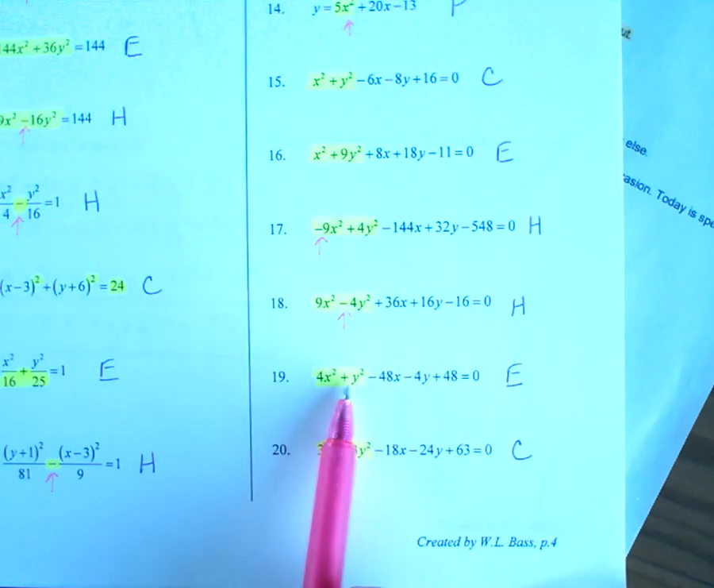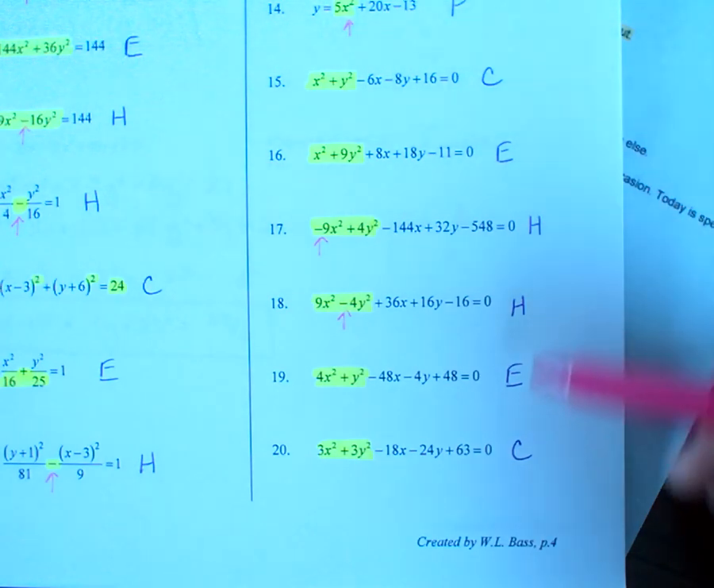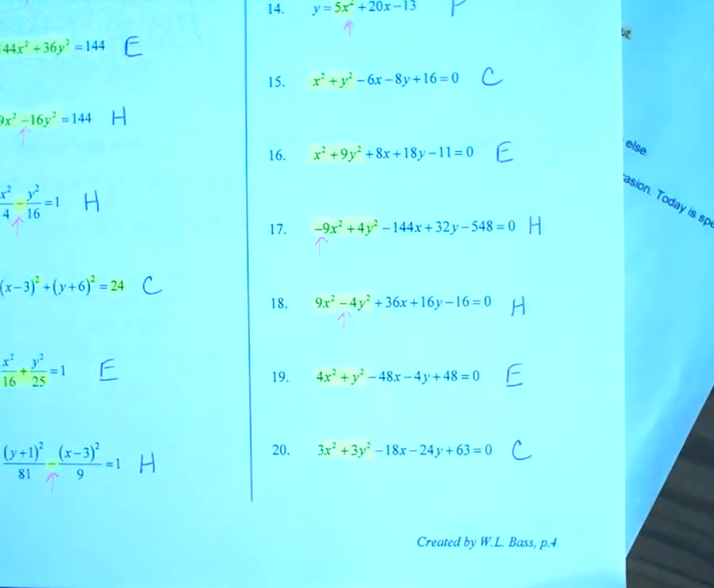Same signs, different coefficients, ellipse, and same signs, same coefficients, I've got a circle. So this will be the first thing that we're also going to look at on our problems on the next page.